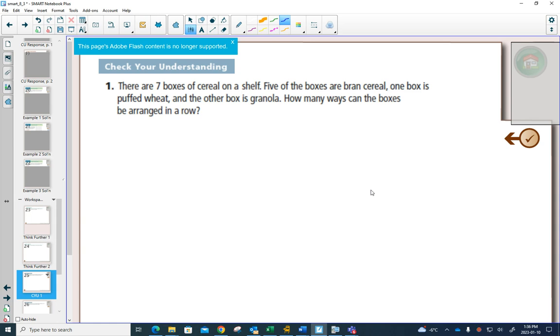Well, the 5 boxes of bran cereal are identical. So we can actually make this into a word. We can go B for bran, so we have 5 boxes of bran, right? Puffed wheat I'm going to do with a P, and granola with a G. This would be like if you were named, right? And if that was your name, how many ways could you rearrange the letters to make a password?